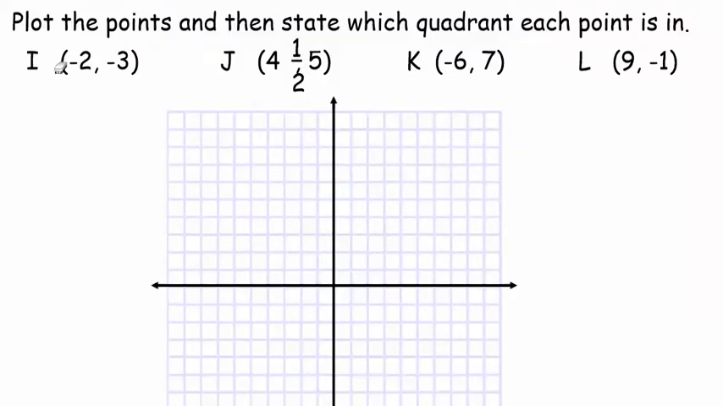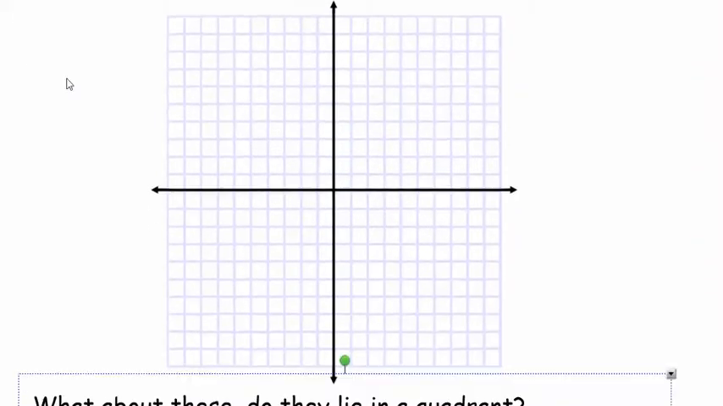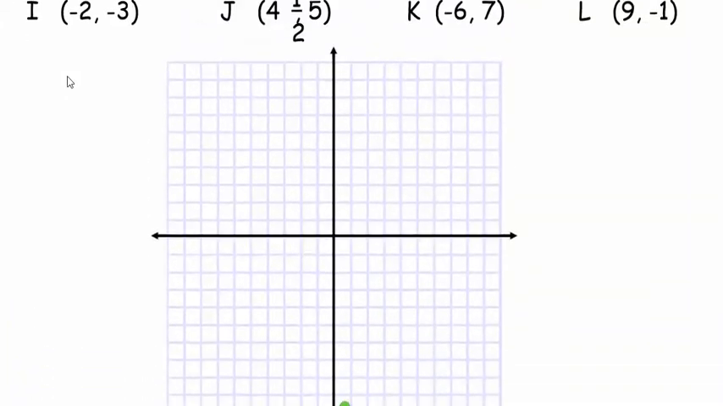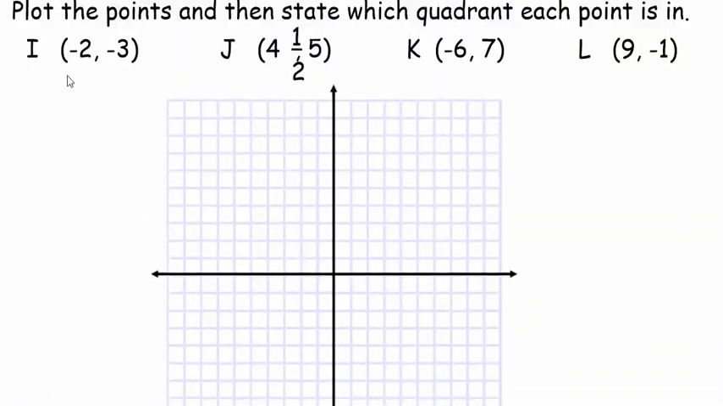All right, so the next one, you've got I, J, K, L, M, N, O, P. I want you to do all of those, and pause the video and come back when you have your answers. Make sure you are labeling the points. I'll do one with you again. So I would be -2, start at the origin, -2, 1, 2, and then -3 would be going down, 1, 2, 3. So that's I, okay? Pause the video and come back when you have your answers.